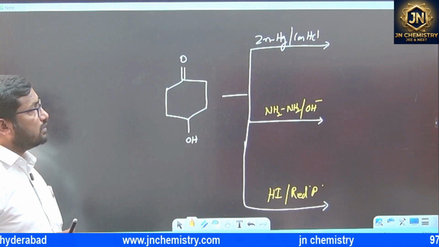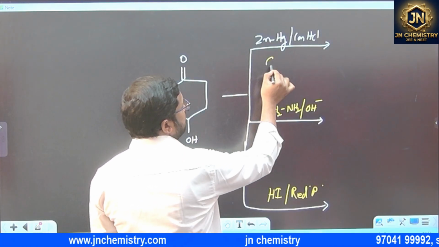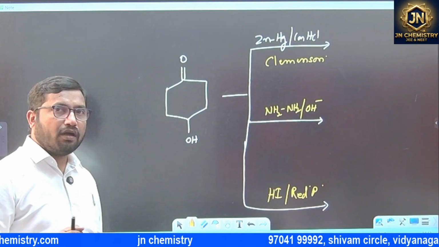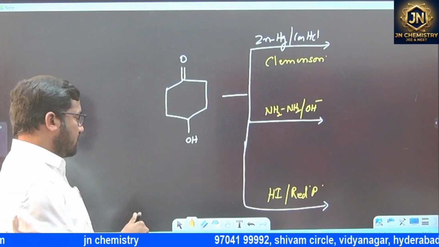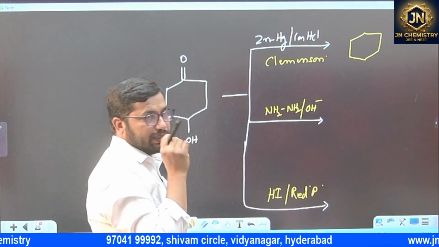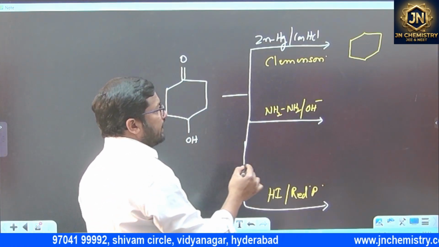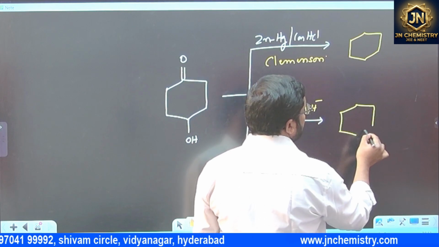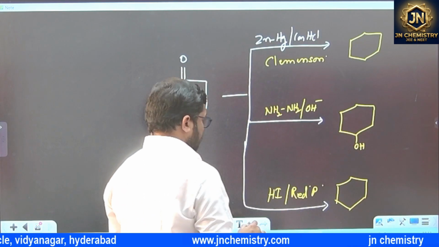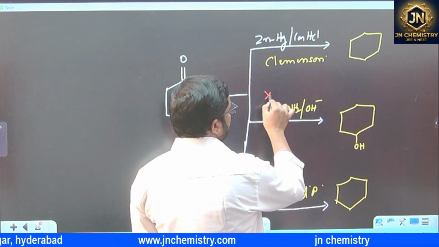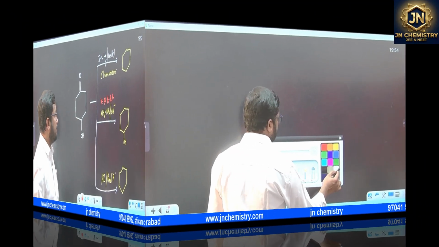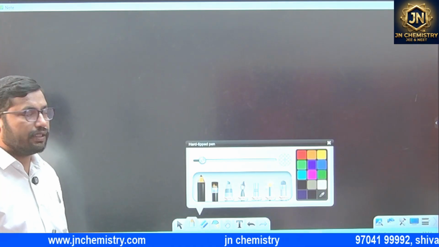The main important thing is Clemmensen reagent. Clemmensen's reagent will reduce both aldehydes, ketones as well as alcohols also. So here what we will get generally is cyclohexane. Whereas Wolff-Kishner reagent won't reduce the alcohol. This is the important thing which we need to know. HI in presence of red phosphorus will reduce both. This is the 5-star one. So write it down: Wolff-Kishner reagent won't reduce alcohols. So Clemmensen, Wolff-Kishner, HI in presence of red phosphorus.